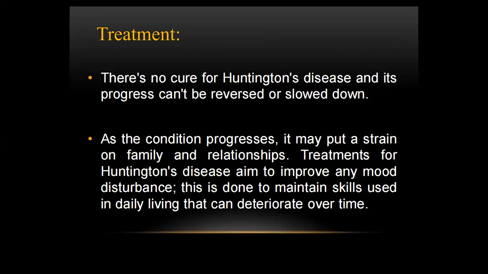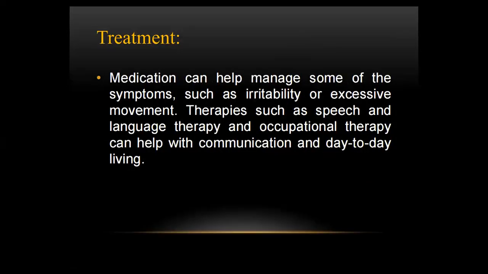There is no cure for Huntington's disease, and its progress cannot be reversed or slowed down. As the condition progresses, it will put a strain on family and relationships. The treatment for Huntington's disease aims to improve any mood disturbances, and this is done to maintain stability and care over time. So rehabilitation again is the key way of managing this type of disease. There are medications for symptoms such as irritability and excessive movement, and you have to do therapies, speech and language therapy, for these people to be able to communicate.